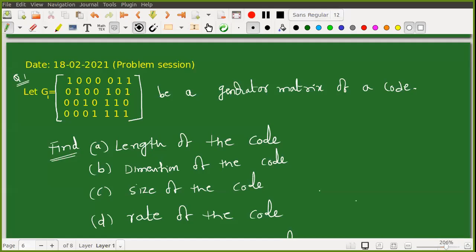So all of you look at the first question. Question 1 is given, the generator matrix is this. So what is the length of the code and all, right? There are 10 students, so I will go one after another. Sonal, can you tell me what is the length of the code?